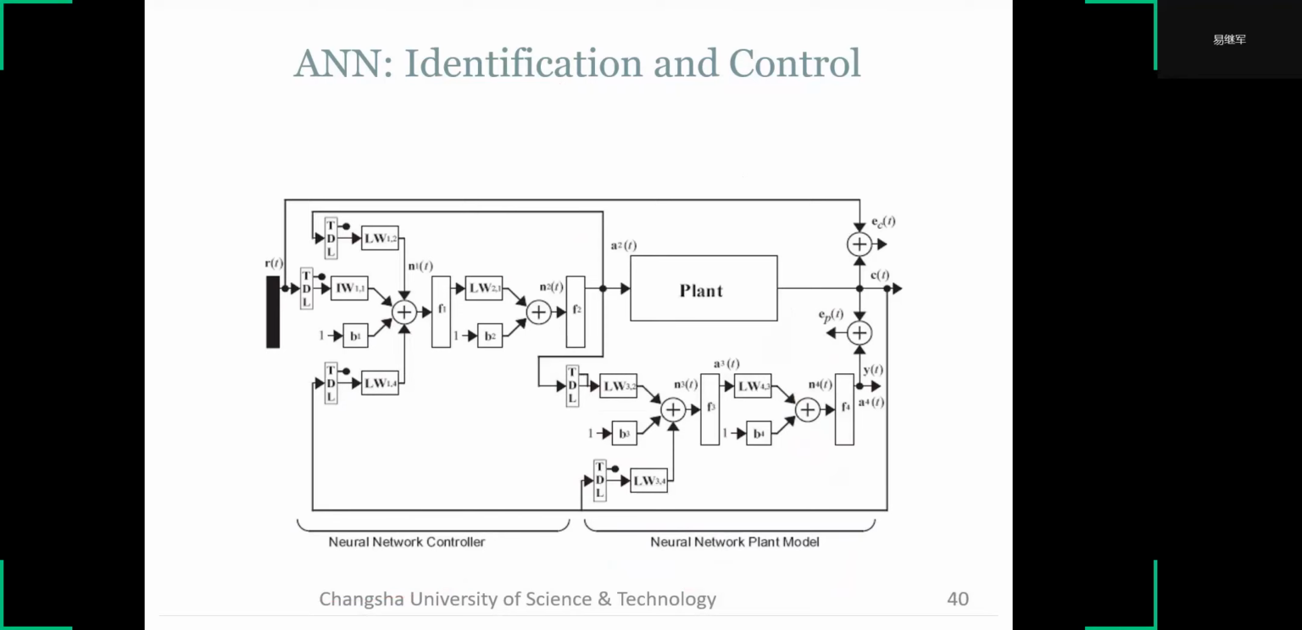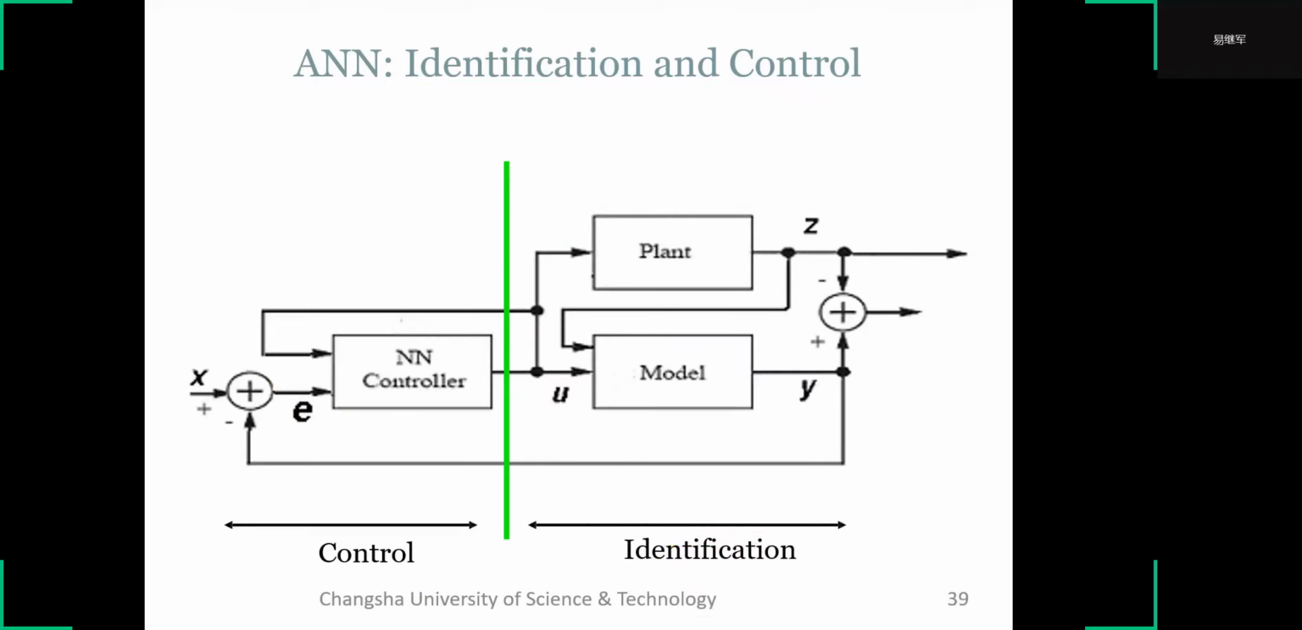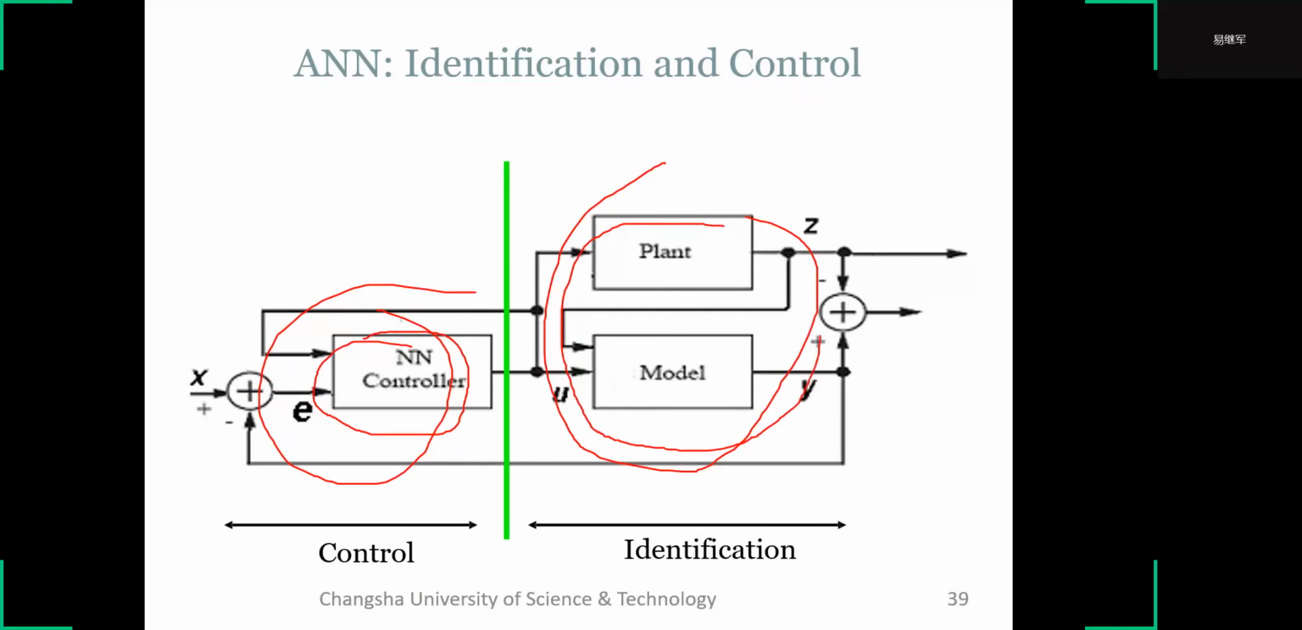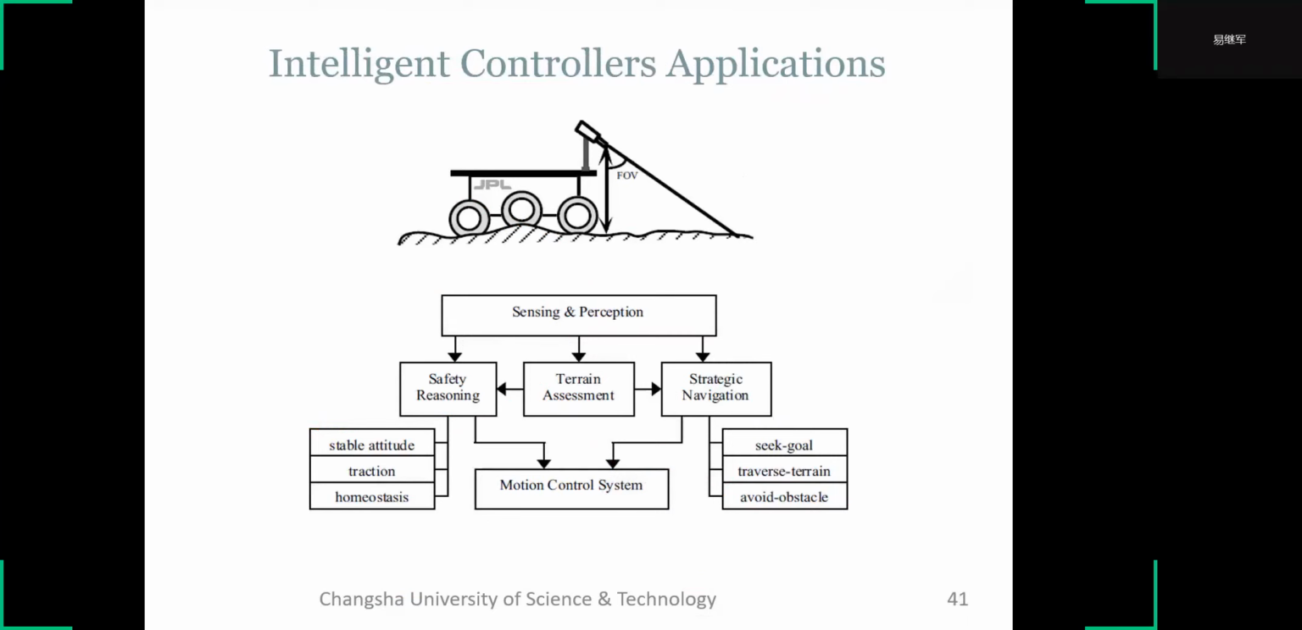This is another example. Maybe you think this is hard to understand, but you need to know this is for the controller. This is for the model. We use the network to work as the controller. This part uses the network to identify the plant, just like here. This part is identification, this part is control. Just like we use the microcontroller, this part works like the microcontroller, this part works like the target. This is an intelligent controller application.